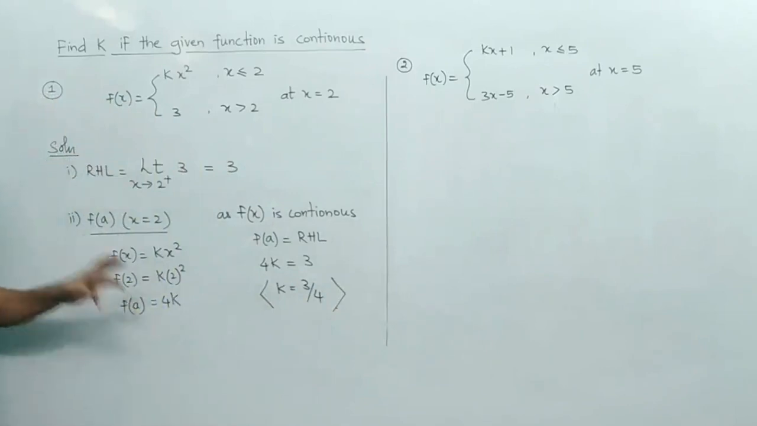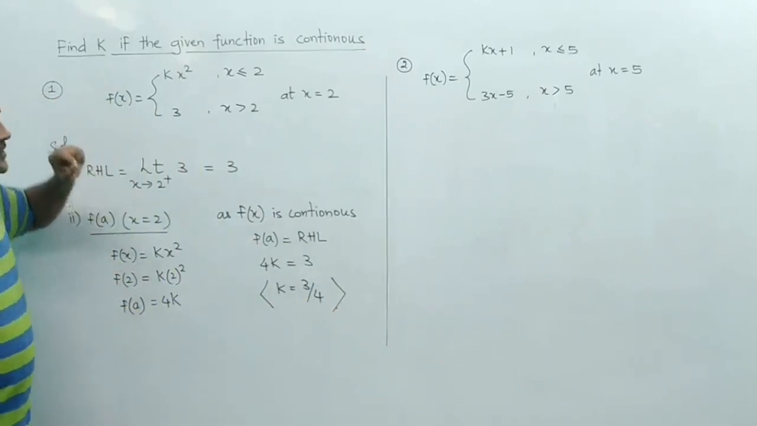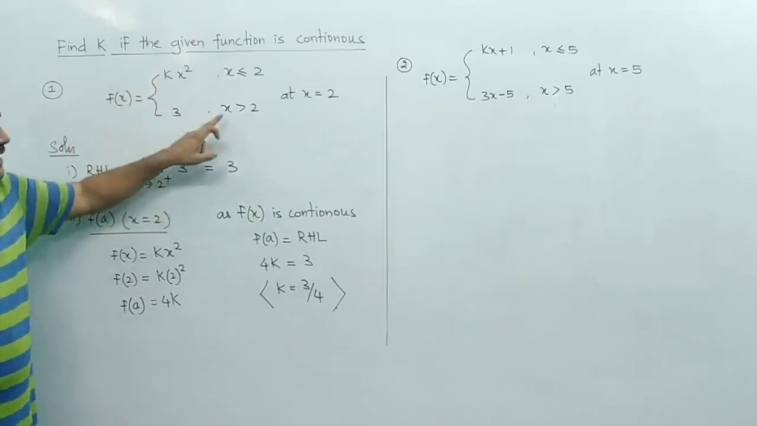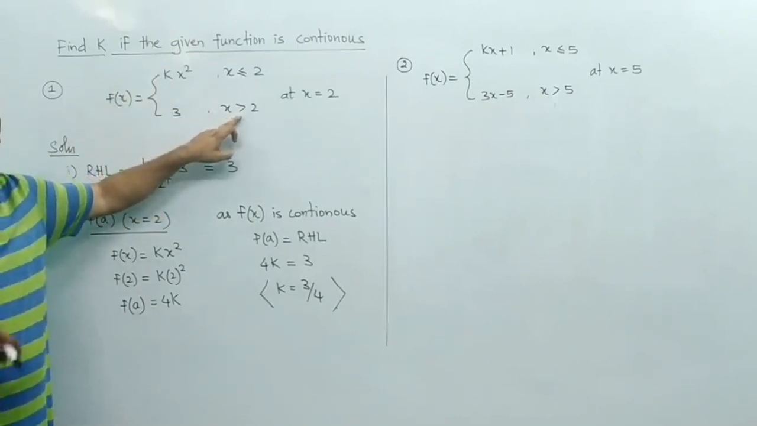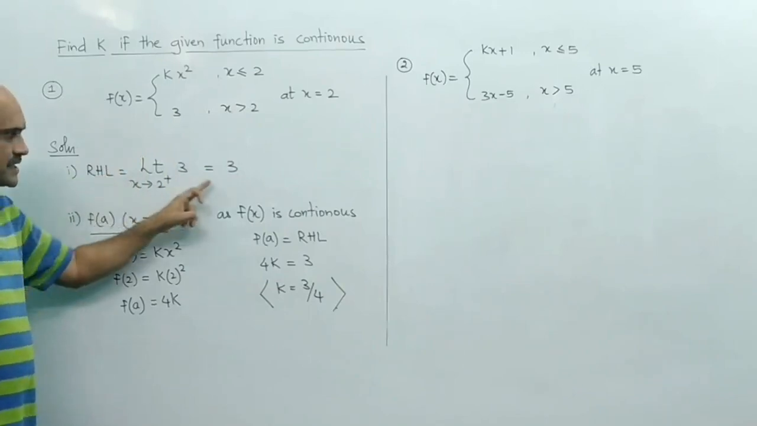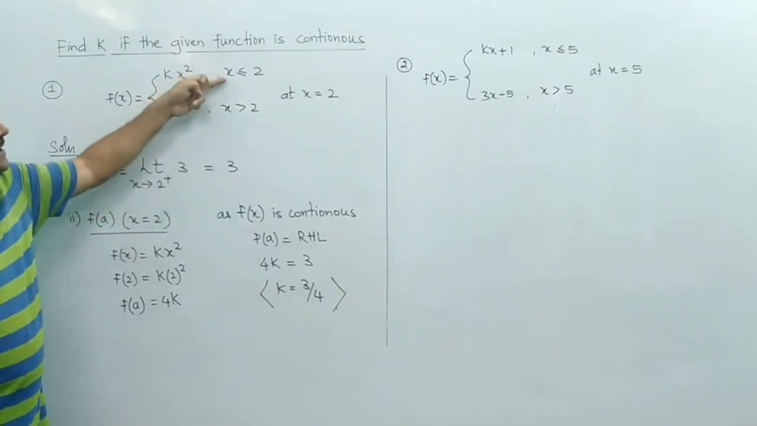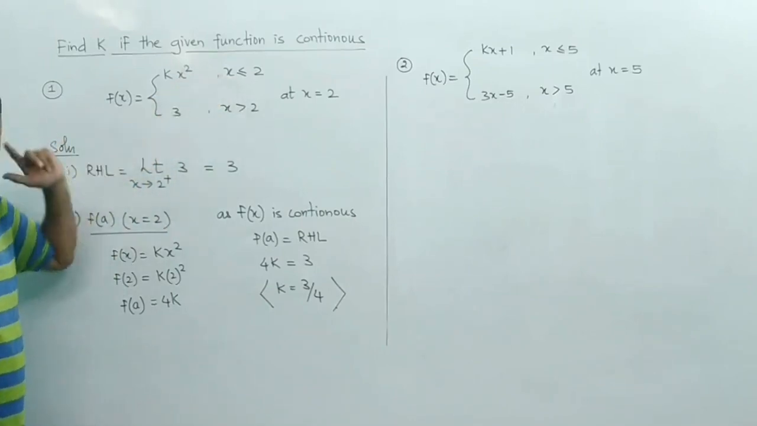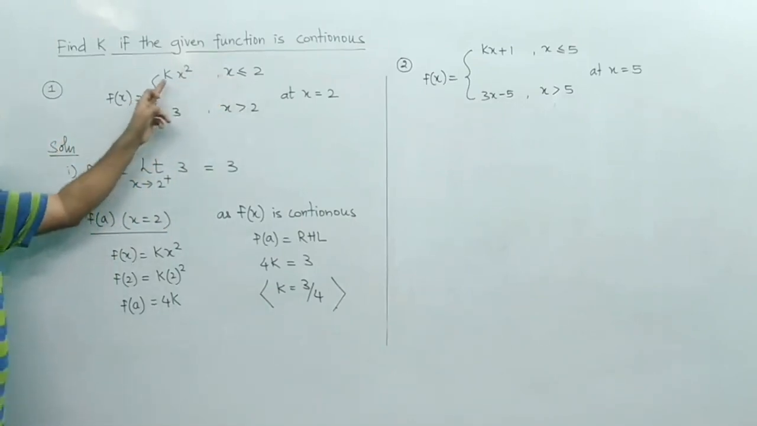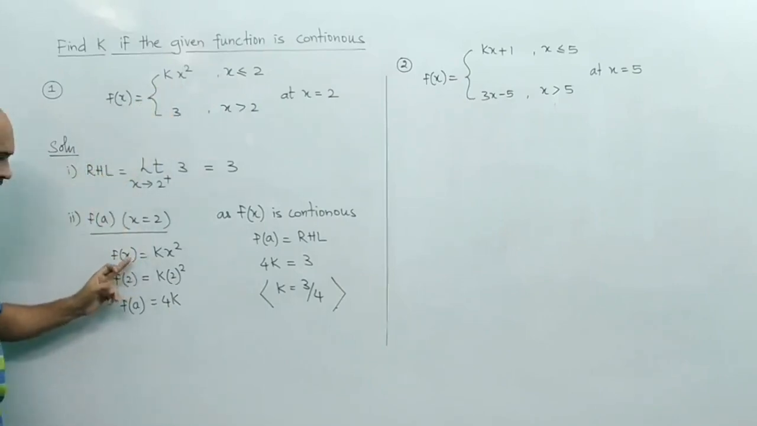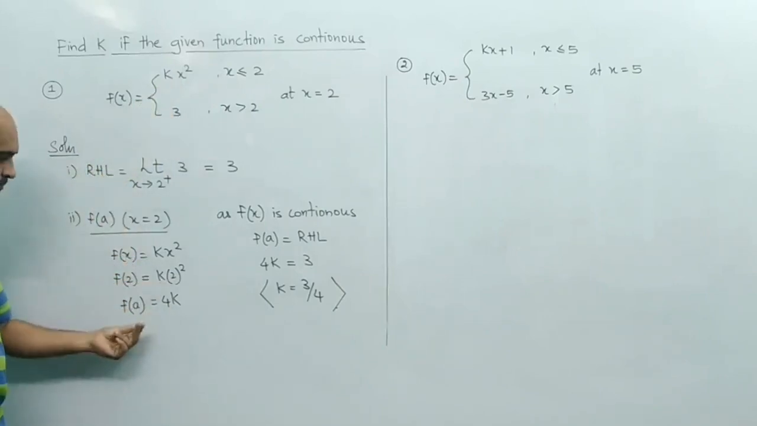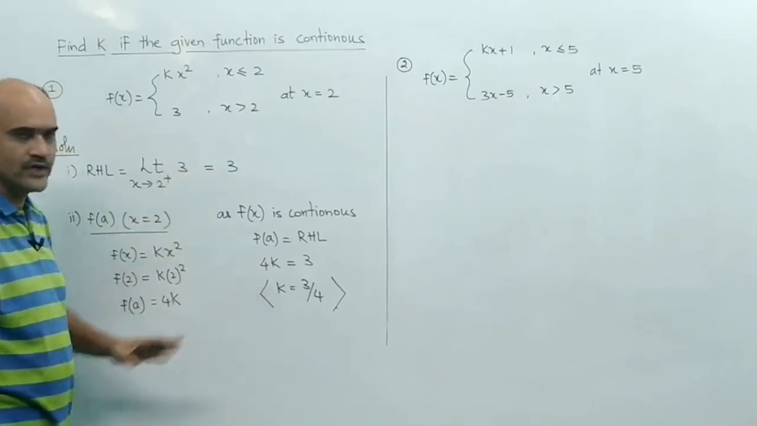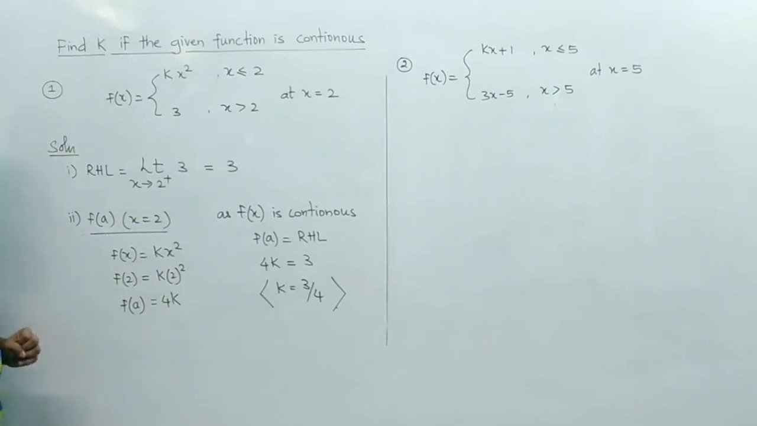Clear students? So for 4 marks he will be asking. First, while taking, take the one without k. The one without k with greater than means that is RHL. So calculate RHL. Then from the remaining, take either LHL or f of a. I have taken f of a. So f of x is k x square; substitute 2 where x is, you will get f of a. Then equate both, you will get the value of k. So for 4 marks he has asked in the exam.